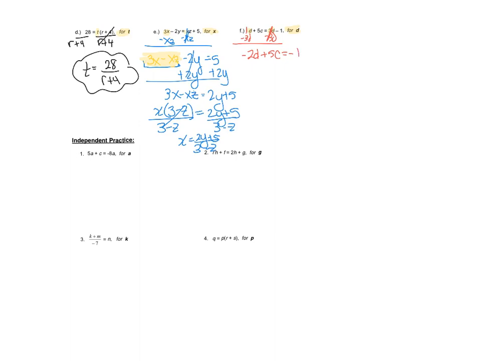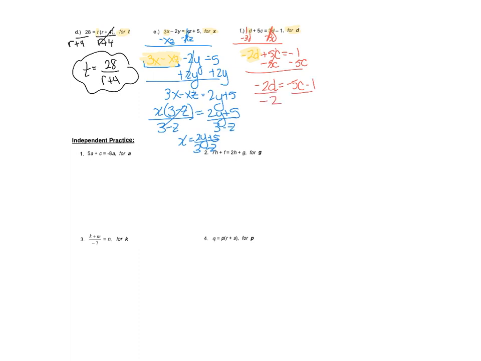Okay, and now I can highlight my d again. There's only one this time. Well, there's actually negative 2 of them, but all the variables are on one side is what I mean. And so from here I can get rid of the plus 5c by subtracting 5c from both sides. I get negative 2d is equal to negative 5c minus 1, or negative 1 minus 5c.